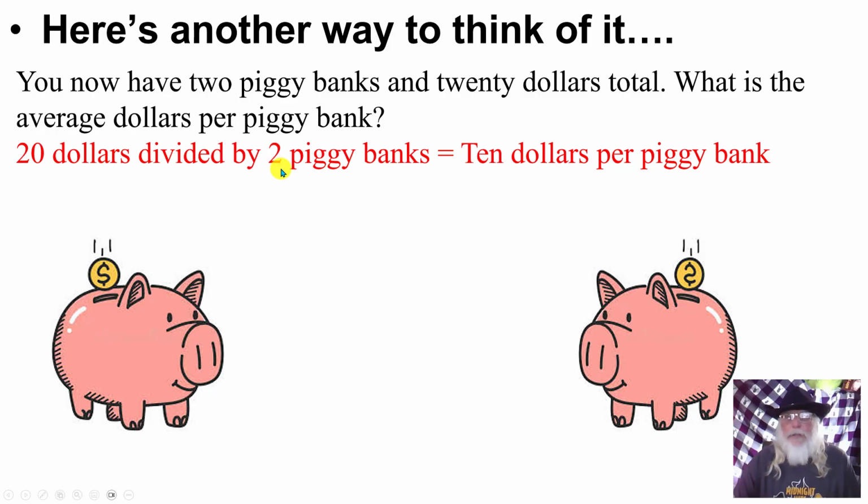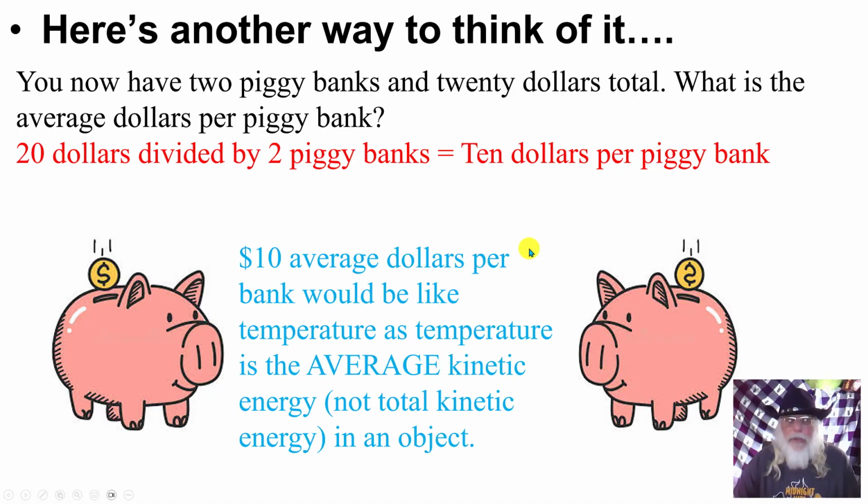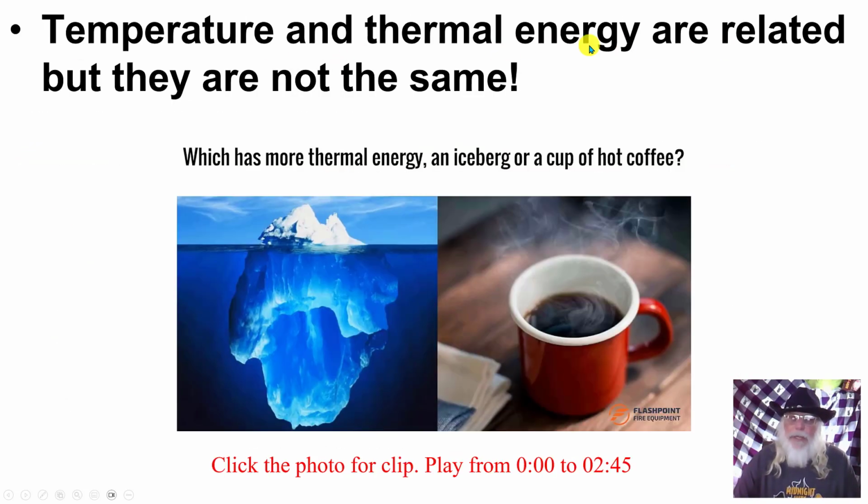And now we have two piggy banks with $20 total. What is the average dollars per piggy bank? Well, we do the same thing as we did before. We have $20 now. It's the total amount of money. We're going to divide by the total number of piggy banks, which is 2. So 20 divided by 2 comes out to be $10 per piggy bank. So that $10 per piggy bank, do you think that's more like temperature, or is that more like thermal energy? Well, think about that for a second, and you should think that, yes, again, it's average, so that's going to be more like temperature. $10 average dollars per bank.